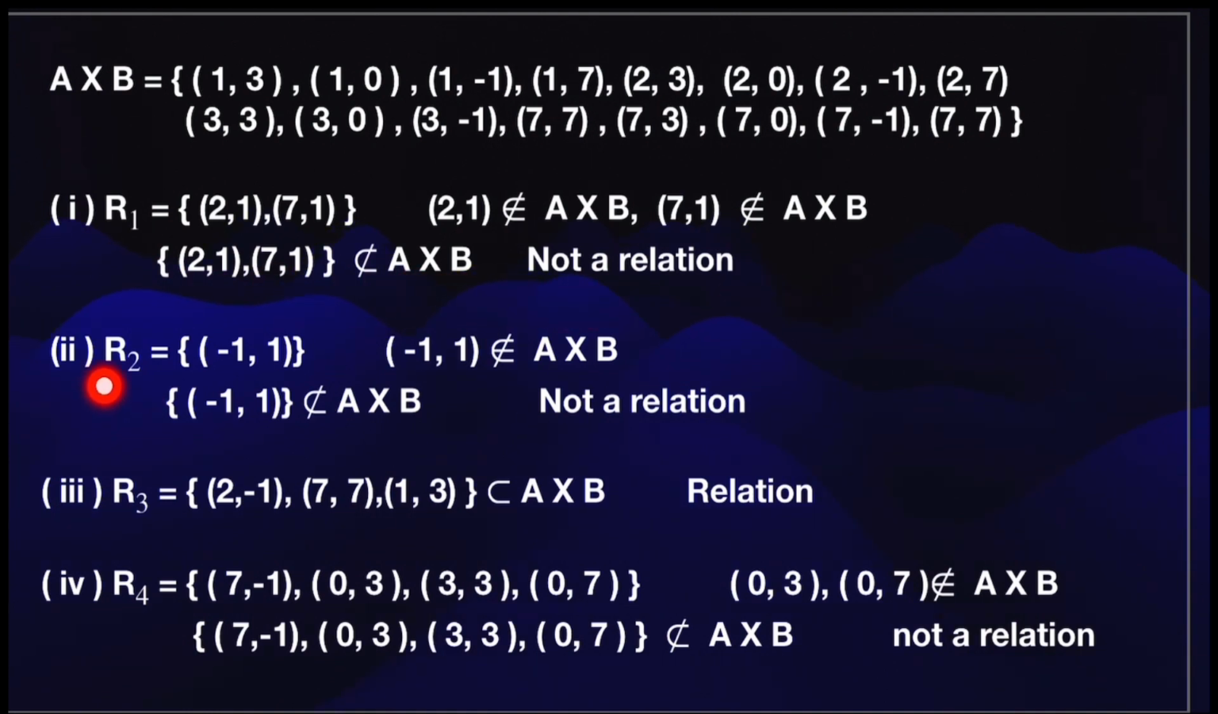So take the next set R2. (-1, 1) also does not belong here. So this set is not a subset of A cross B, not a relation. R3, all these elements belong to A cross B. (2, -1), here it is. (7, 7), here it is. (1, 3) is here. So this set is a subset of A cross B and it is a relation. R4, here we find that (0, 3) and (0, 7) do not belong to A cross B. So even if one element does not belong to A cross B, then it will not be a subset of A cross B. So it is not a relation.